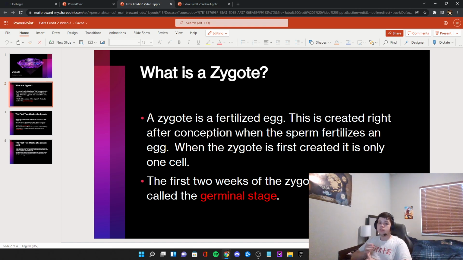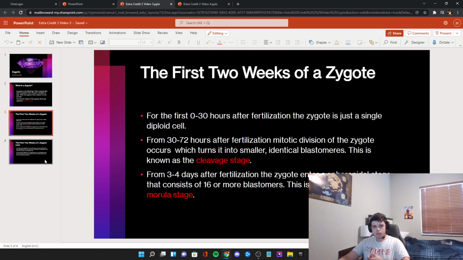So the first 2 weeks of the zygote's life is called the germinal stage. And what I'm going over with you now is the zygote's life in the first 2 weeks, or the germinal stage, as it's actually called. For the first 0 to 30 hours after fertilization, the zygote is just a single diploid cell. From 30 to 72 hours after fertilization, mitotic division of the zygote occurs, which turns it into smaller identical blastomeres.